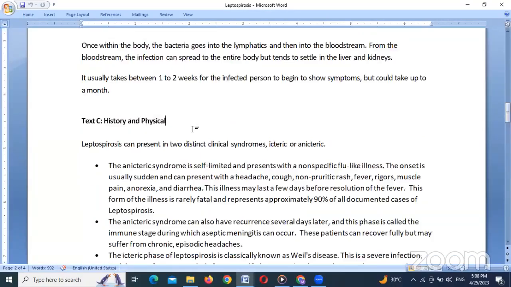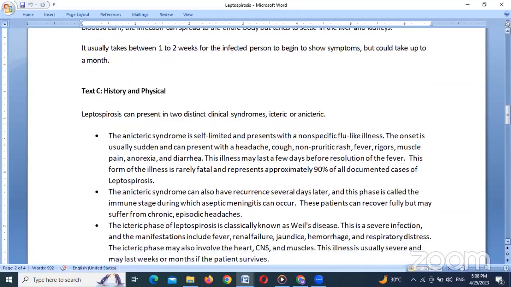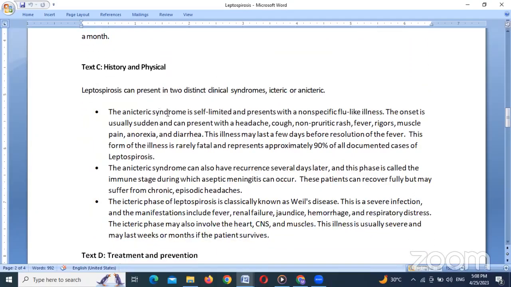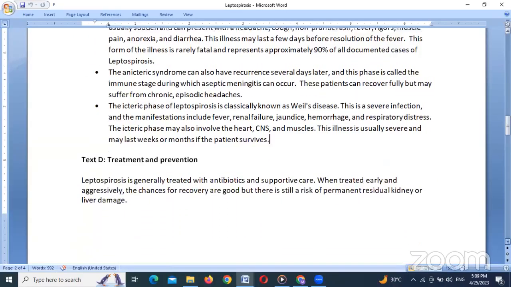Then we have history and physical. Here we have two syndromes. Dr. Zartash, can you help us? History and physical tell us that leptospirosis presents as two distinct clinical syndromes, icteric and anicteric. Very good. The first two paragraphs are about anicteric, because you can see these are the word anicteric. The third paragraph is about the icteric phase of leptospirosis. Right, sir. Very good.